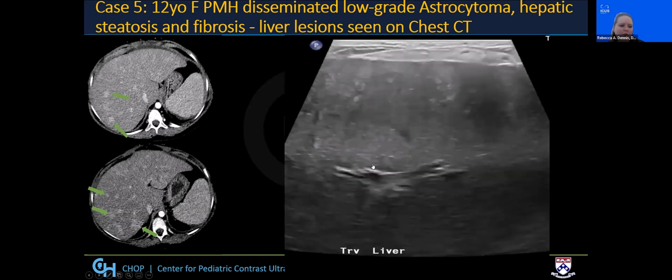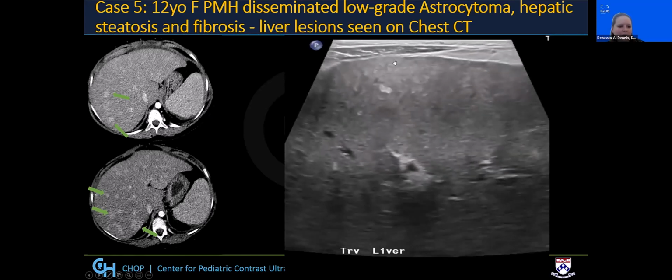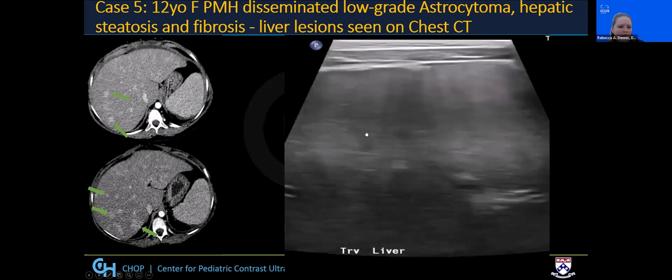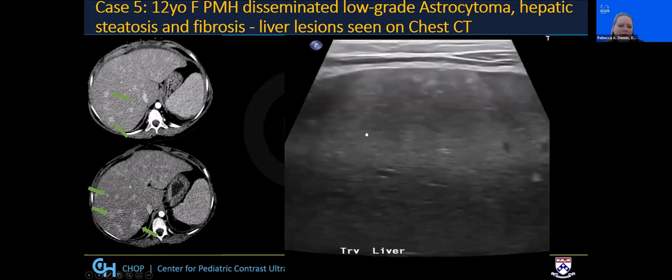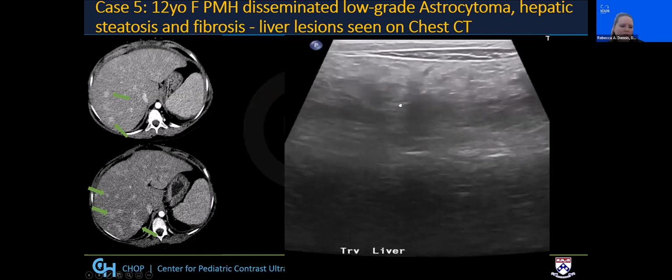Here's a cine clip of just a grayscale ultrasound. Ultrasound was recommended. You can see these really irregular hyperechoic lesions. You couldn't really see them very well on the curved probe, but there's just a bunch of punctate hyperechoic lesions throughout.